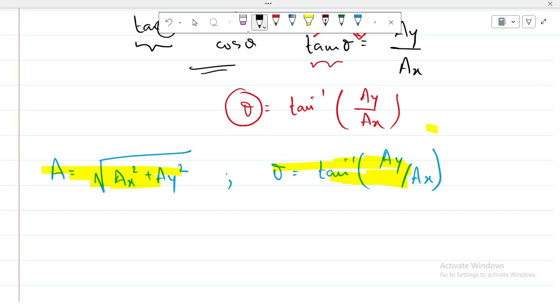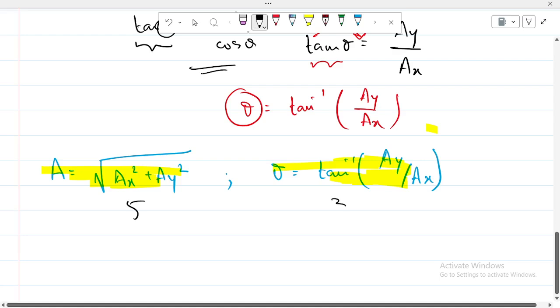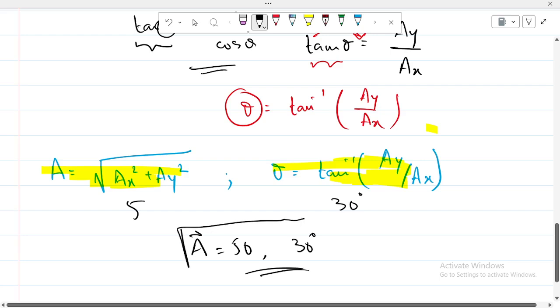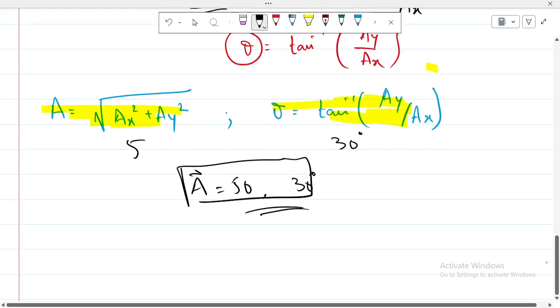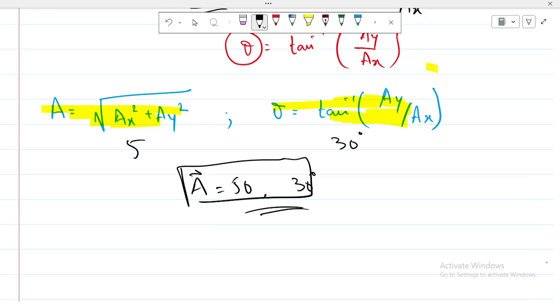For example, let's say this turns out to be 5 and this theta turns out to be 30 degrees. Then we can say the vector really is a 5 in some direction of 30 degrees. So this quantity is now a vector because it has both the magnitude as well as the direction. Anyways, in the next video lecture, we will look at an example of vectors with components and angles in intersection.